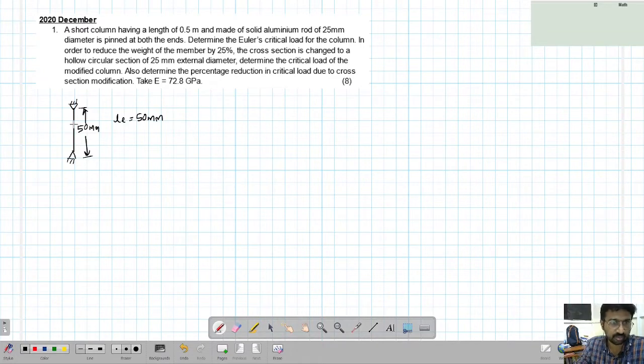So this I hope you are familiar with. If it is fixed, it will be half of the length. For the different boundary conditions, there are different effective lengths. I think I have done a previous problem regarding that. You can check that out.